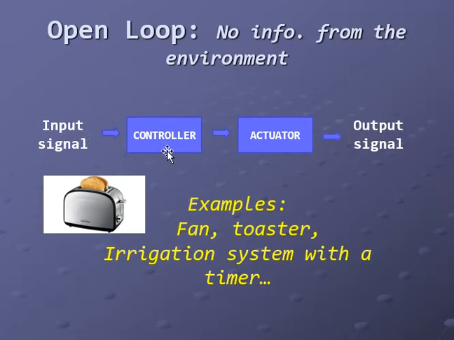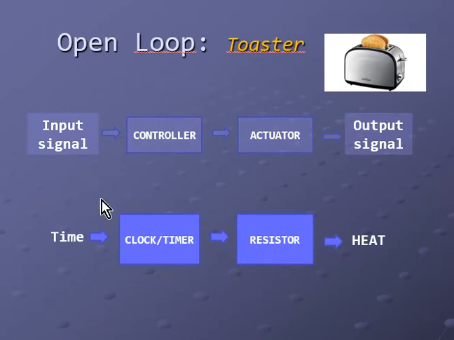For example, in an open loop system, we have the input signal. We'll see later what that is. We have a controller, we have an actuator, and we have the output signal. For example, in a toaster, we can set the time for the bread to be ready. We say, okay, we're going to have it 1 minute. The controller is just a timer or a clock. We have a resistor, which is the actuator, and it is heating the bread. And the output signal would be the heat.